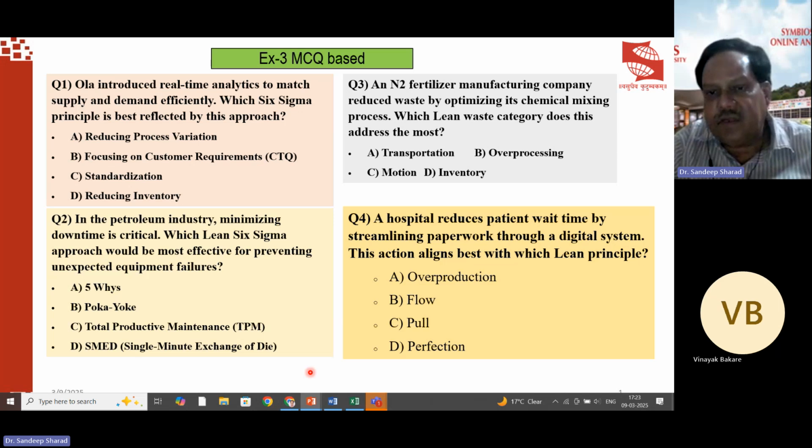A hospital reduces patient wait time by streamlining paperwork through a digital system. This action aligns best with which lean principle? The flow.